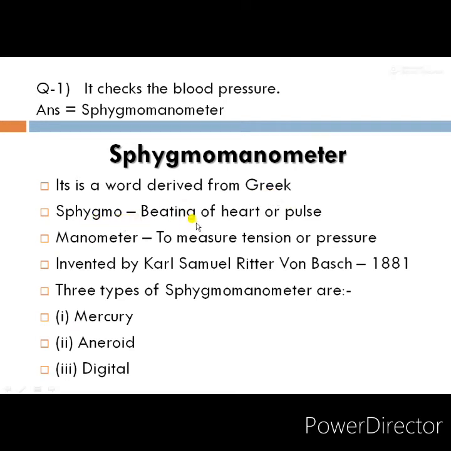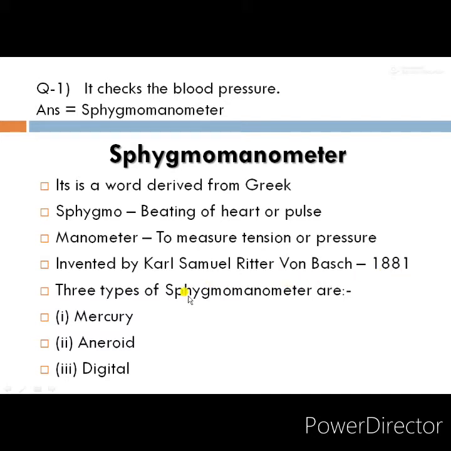Sphygmo means beating of heart or pulse. Manometer means to measure tension or pressure. So what is the full meaning of sphygmomanometer? To check or to measure the blood pressure or the heartbeat. This instrument was invented by Carl Samuel Ritter von Basch in 1881.